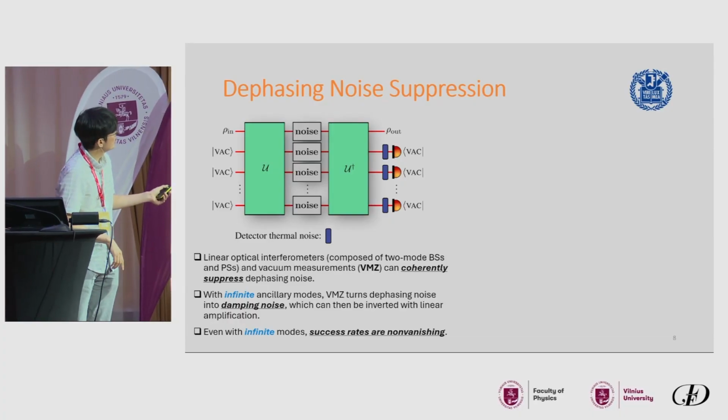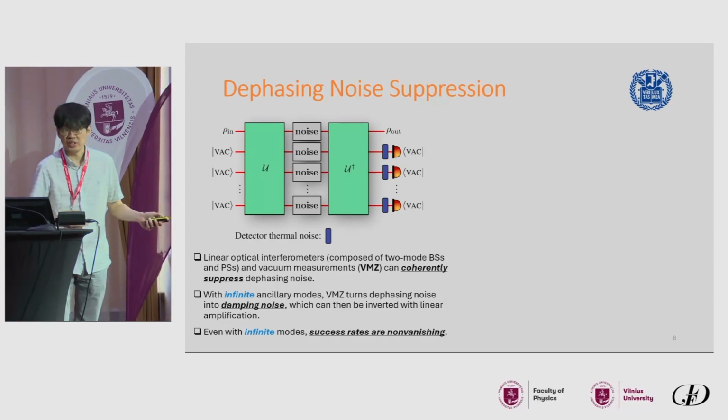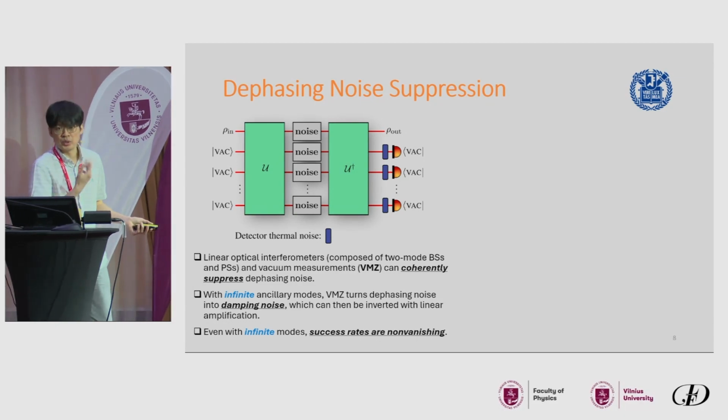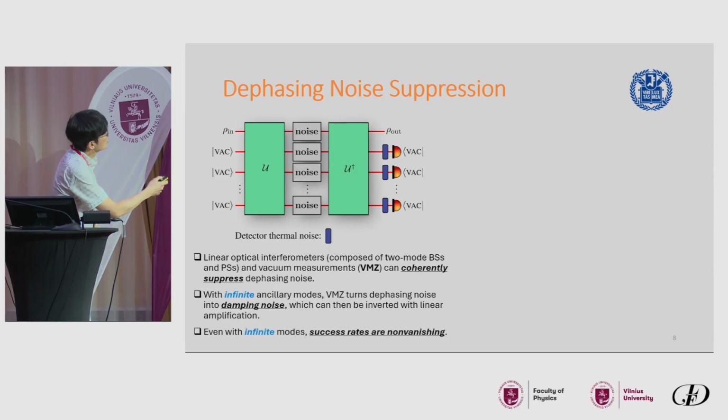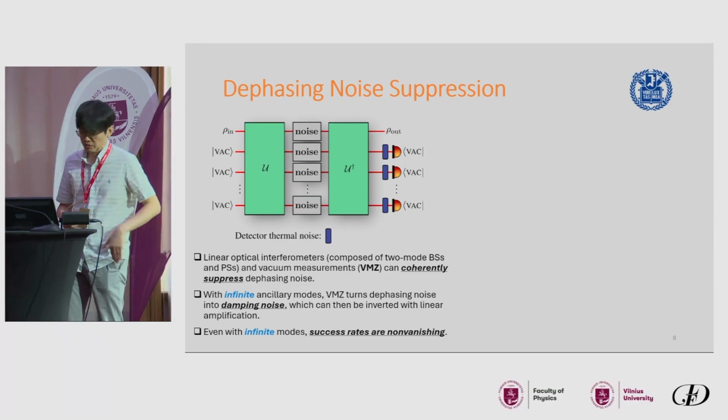Now, we showed that in the limit of infinite number of modes, the dephasing channel essentially gets turned into a damping channel. And then we can invert this damping noise with linear amplification. You may think that, well, infinite modes means zero probability of success for heralding, but it turns out that due to the correlation made by the unitary, even when the number of modes go to infinity, the success rate is non-vanishing.